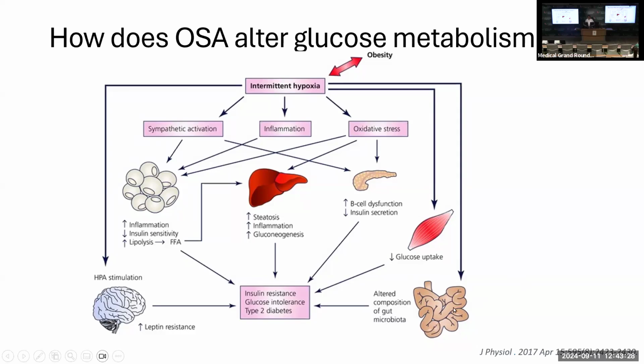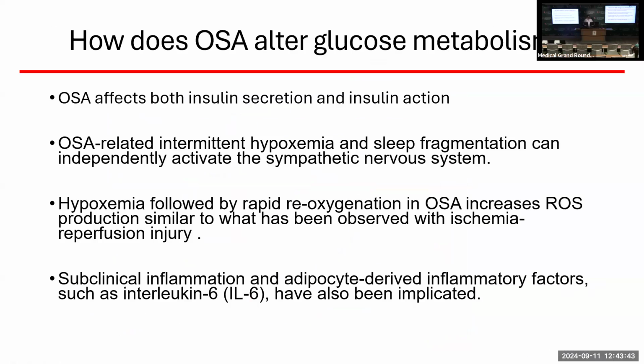It also has been reported to alter the composition of the gut microbiome, and there is increased leptin resistance at the level of the brain. So all these factors cause insulin resistance, glucose intolerance, and thus type 2 diabetes down the lane. So basically, obstructive sleep apnea affects both insulin secretion and insulin action. There are three mechanisms at the tissue level by which obstructive sleep apnea can worsen glucose metabolism.